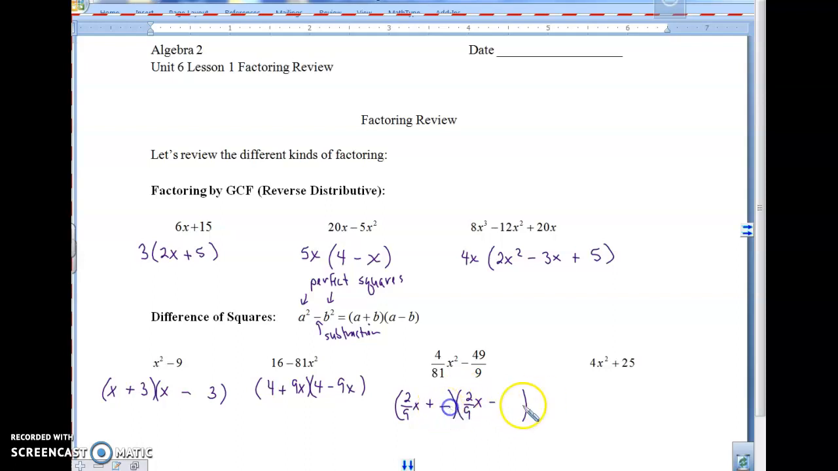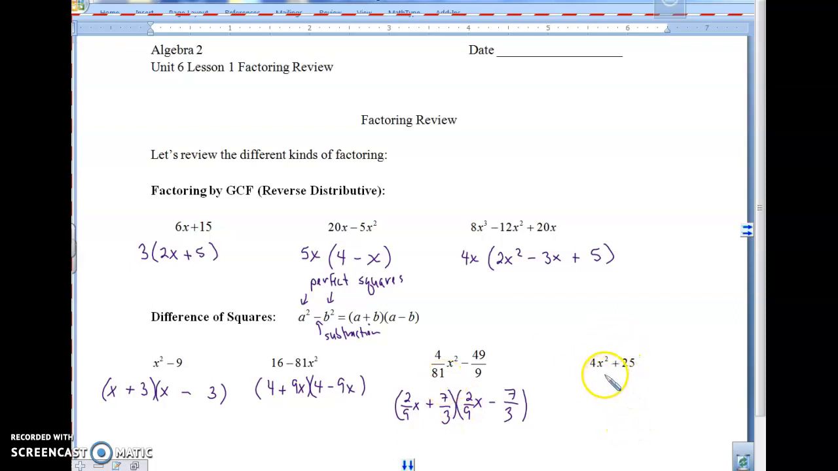Now for the other fraction, we have 49. Well, 49 is 7 times 7. And for 9, it's 3 times 3. So look at that. We just did fractions as perfect squares. So when you split this up, just do the numerator and denominator individually. Look for the perfect squares.